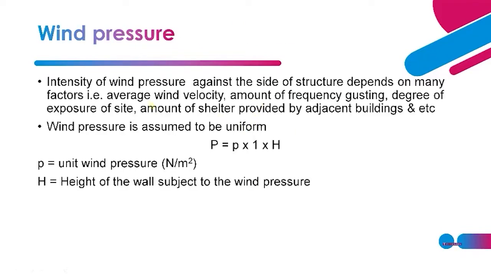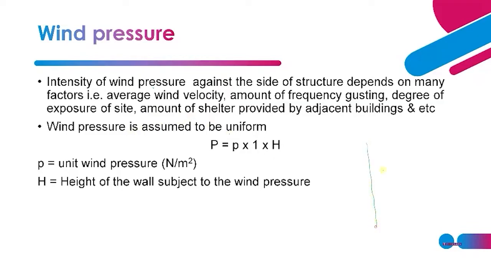Okay, first we look at the wind pressure. The intensity of wind pressure against the side of the structure depends on many factors, for example average wind velocity, amount of frequency, and so on. So there are many factors contributing to how you calculate the intensity of wind pressure. But because it is so hard to calculate with so many factors, normally we just assume it to be uniform.